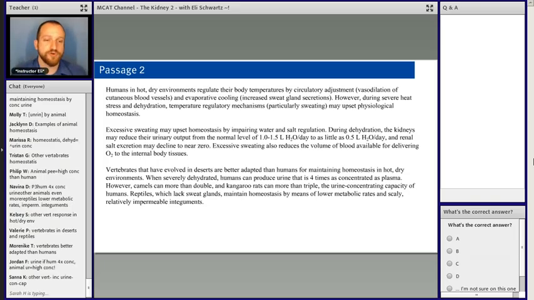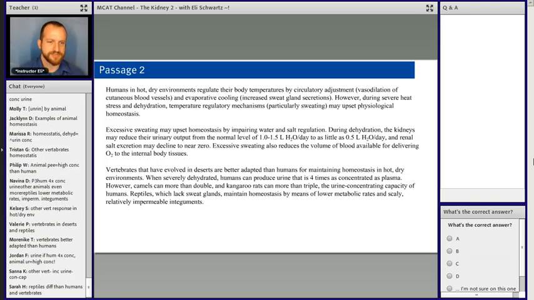So up to 4 times its concentration, something about camels, can double. Kangaroo rats can triple humans. Okay, so a lot of stuff that's way better than humans. Yeah, absolutely. Now, we don't have a whole lot of numbers in here, but we expect to jump in and grab some points with maybe similar animals or with maybe reference to reptiles. Exactly, Sarah, because they referenced it here at the end.